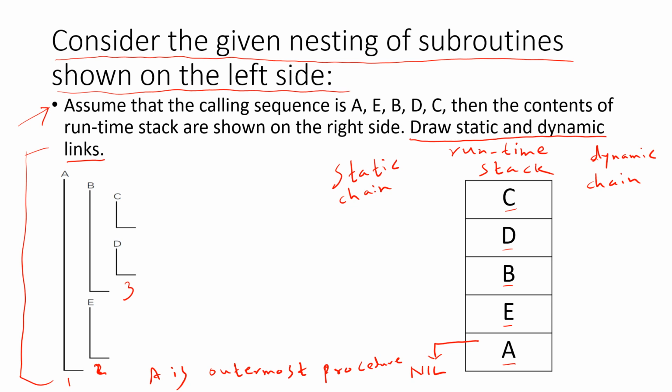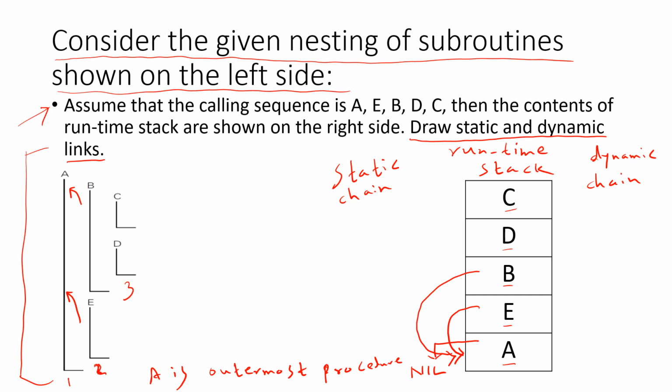Then we think of E. You can see that E is defined in A. Since E is defined in A, the static link for E would point to its static parent, and the static parent of E would be A. So the static link for E would point to A. Similarly for B, as B is also defined in A, the static parent for B is also A. So the static link for B would point to A. Static link always points to static parent.